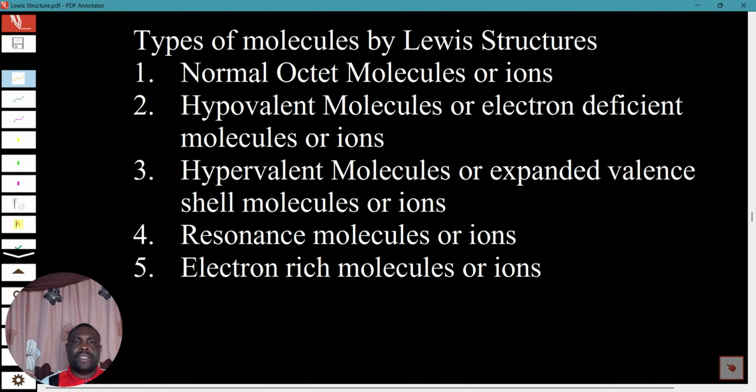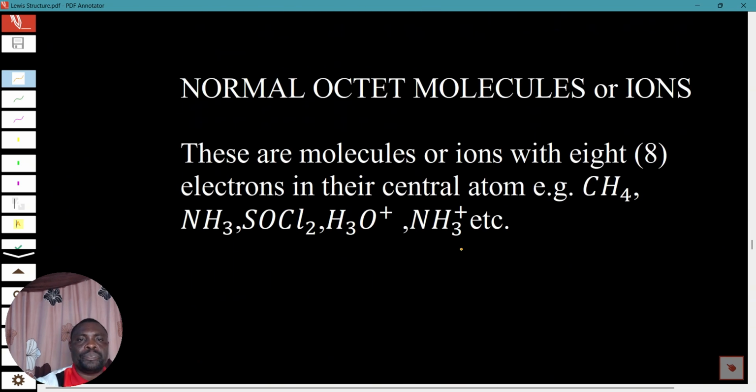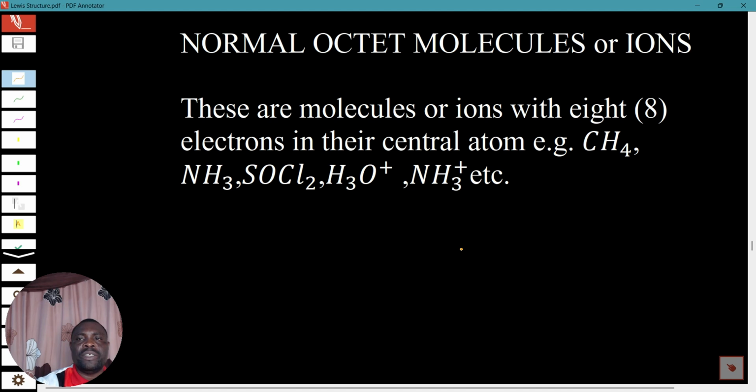In today's class, we will look at types of molecules by Lewis structure. According to Lewis structure, we have normal octet molecules, hypovalent molecules or electron deficient molecules, hypervalent molecules or expanded valence shell molecules, resonant molecules, and electron rich molecules. Now let's look at the first, which is normal octet molecules.